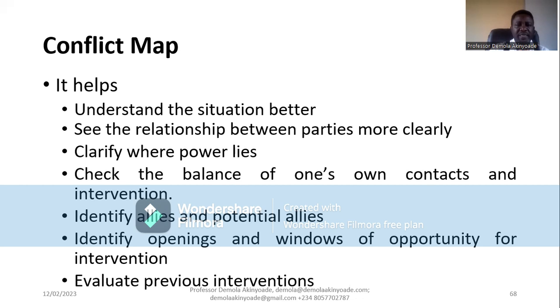And also, you can identify windows of opportunities for intervention. For instance, sometimes you're able to see that there is a strong relationship between a father, for instance, and a daughter. There is a strong relationship also between the daughter and the mother. But the relationship between the mother and the father is broken down. So from the map, we are able to see that we can go through the daughter to reconcile the father and the mother. You see, that is one of the advantages of conflict map.